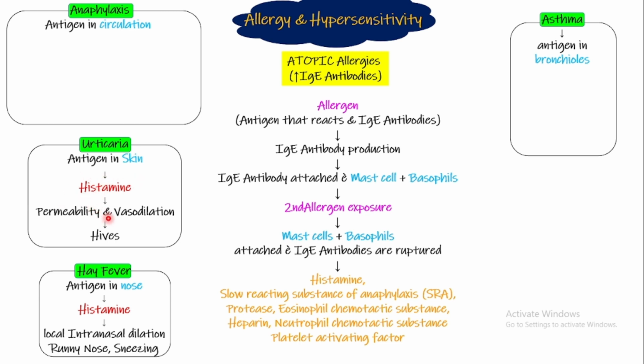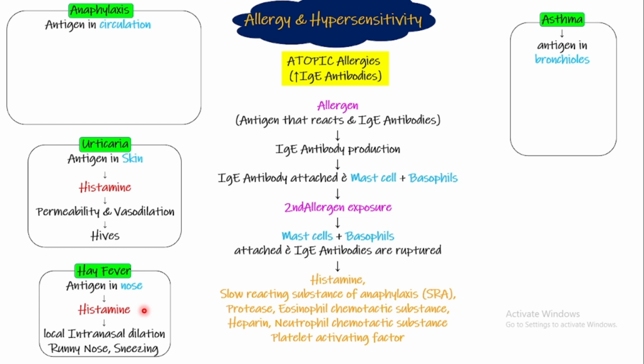Why is there runny nose and hay fever? Because the histamine is released, and that is causing vasodilation in the nose. So you just have to focus on where the allergen is located, which chemical is released, and what that chemical is causing. Histamine is causing vasodilation. Same histamine when in the circulation.